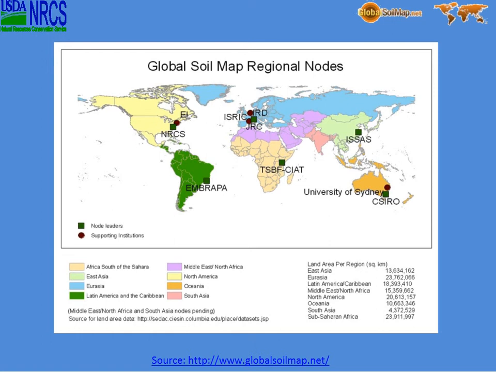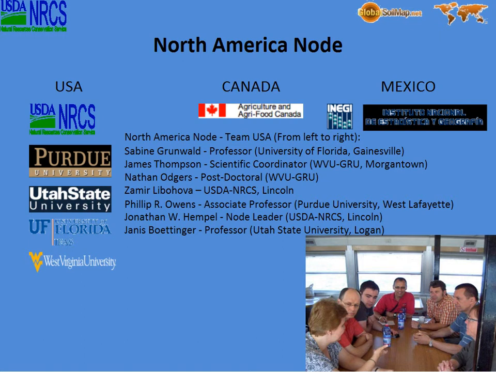So, Zamir, I think we need to mention that what we're looking at as we produce this information is the use of legacy data. Will you talk about that? So we're not going out and talking about collecting new data. We're talking about using the existing information that's housed in different countries' soil survey programs to produce this new raster data set of soil properties.